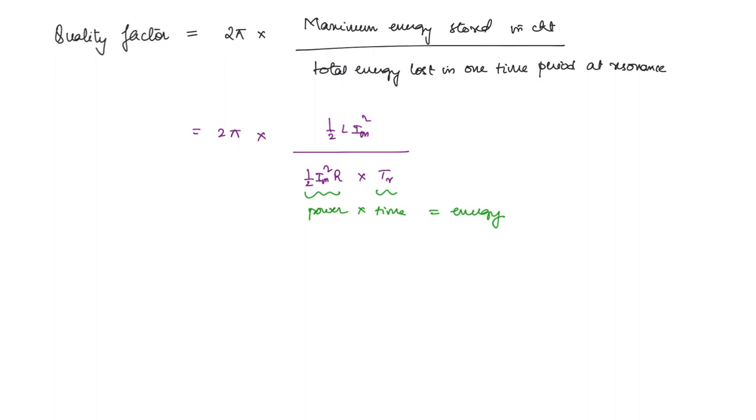But in that case we cannot cancel the voltage. This is a series circuit, so current we can cancel, voltage we cannot cancel. That is why we are taking it in terms of the energy stored in the inductor. So what will be the final expression?